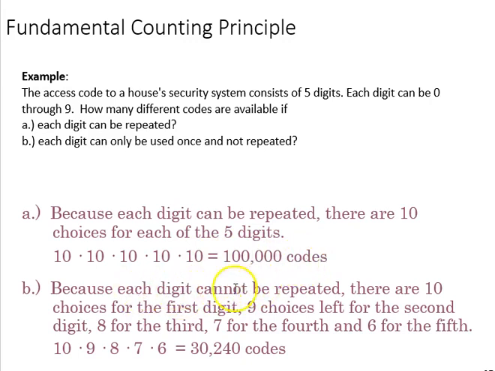Because each digit cannot be repeated in the second scenario, there are 10 choices for the first digit, 9 for the second, 8 for the third, and so on. So you can see a factorial coming in there, right? 10, 9, 8, 7, 6 for those 5 separate events, which gives us 30,240 codes. So significantly fewer potential combinations if we can't repeat the code. So if you are designing a home security system, make sure people can repeat the code.